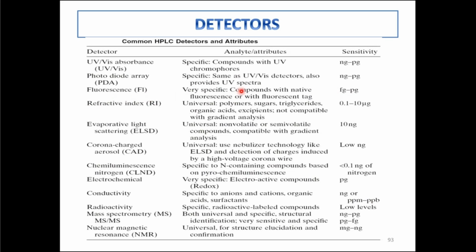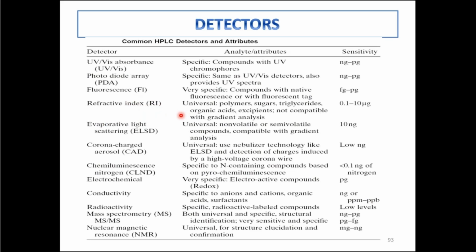So what is this fluorescence detector? In short, what type of compounds can be analyzed? Compounds with native fluorescence or with a fluorescent tag. That means you make a derivative of that compound which is fluorescent. You can react it with a fluorimetric reagent and get a product that is fluorimetric. Then you can analyze it with a fluorescence detector because it has the added advantage of higher sensitivity.